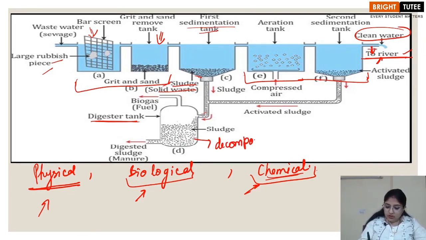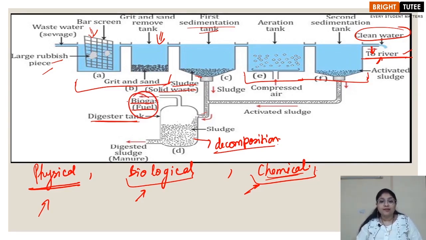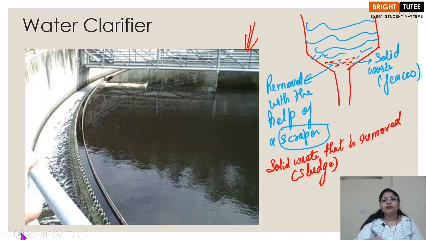When the decomposition is taking place, biogas, a gaseous fuel, is released. The gases released during the decomposition are used as biogas. So you can see that even in the sludge, when decomposition is taking place, the byproduct, that is the gas, is also utilized as biogas, right? Now some of the solid waste will settle down and is called sludge, and it is removed with the help of a scraper.